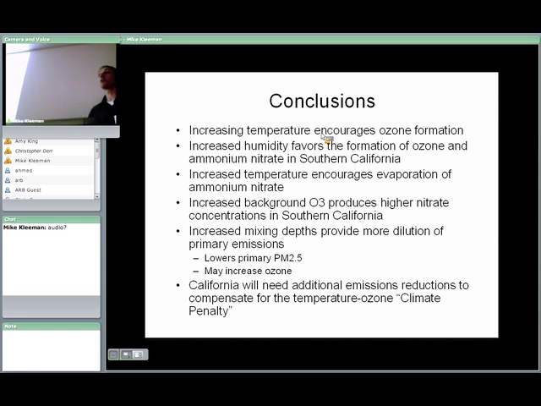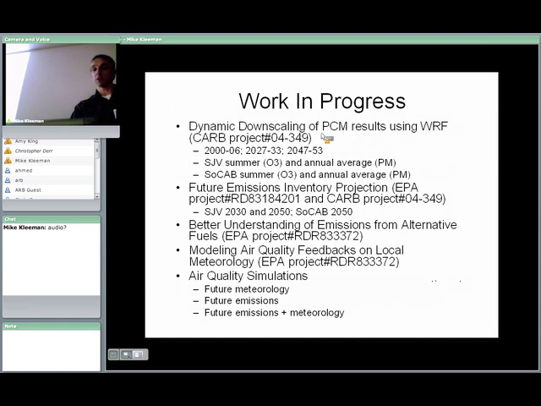We know that increasing temperature is going to cause some of the particles to evaporate. That's one effect. But we also know that background ozone encourages more formation of particles, and background ozone is going to be going up. So we've got competing effects going in opposite directions for that part of the problem. And so we're going to need additional emissions reductions to compensate for the temperature ozone climate penalty, and we still have more work to do, I think, before we get a weight of science answer for what particles are going to do. We know now more about how the particle system is sensitive to climate change, but because some of the effects act in different directions, then we need more work there.